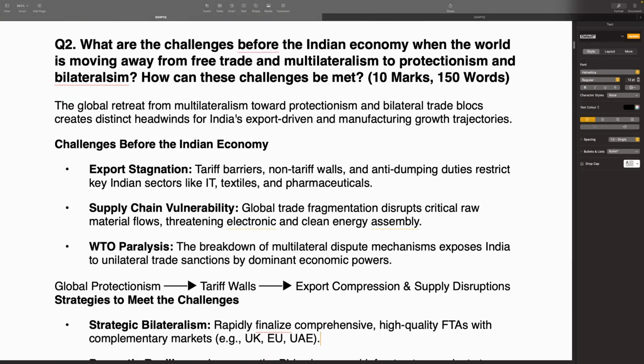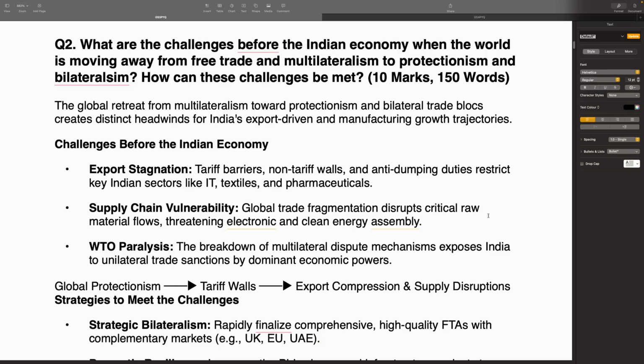Question 2. What are the challenges before the Indian economy when the world is moving away from free trade and multilateralism to protectionism and bilateralism? How can these challenges be met? The global retreat from multilateralism towards protectionism and bilateral trade blocks creates distinct headwinds for India's export-driven and manufacturing growth trajectories. Challenges before the Indian economy.